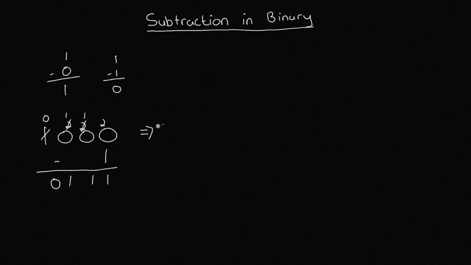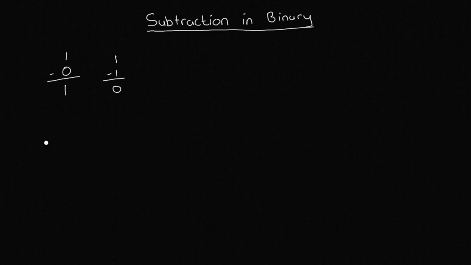This number is 8, this number is 1, and if we want to take 8 away from 1, it leaves us with 7. And this number here is equal to 7 in binary. So the next two questions we're going to go through are going to be a little bit more difficult, so we might need our 2 to the power of grid to help us out. You'd have seen this in previous videos, so I'm going to do this really quick.